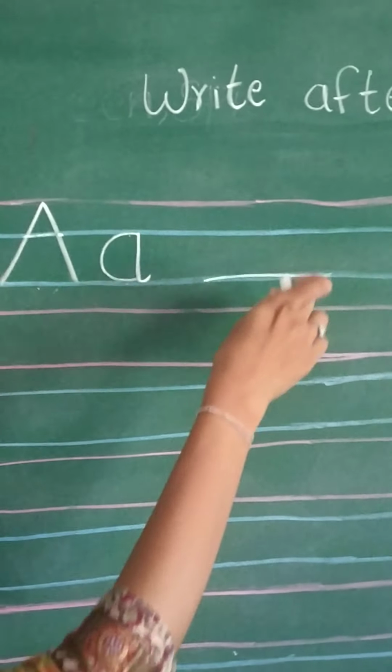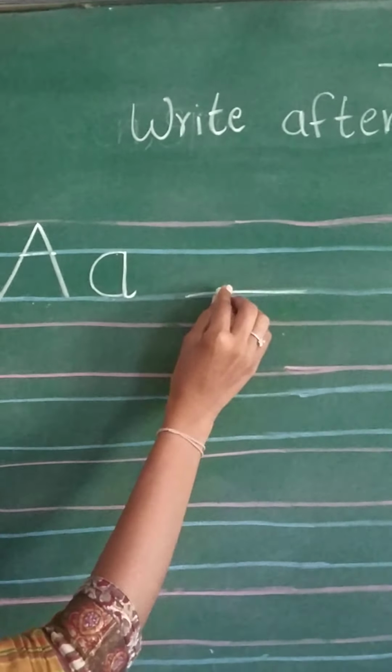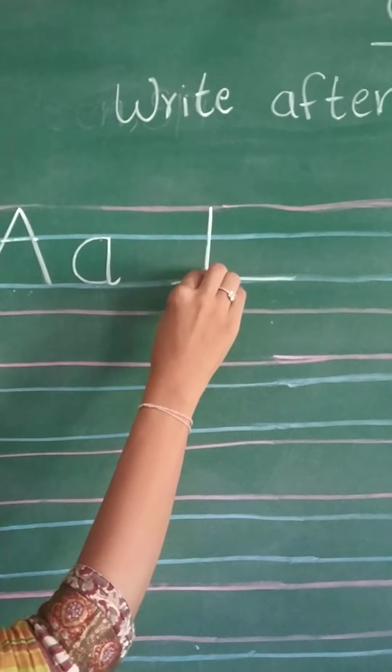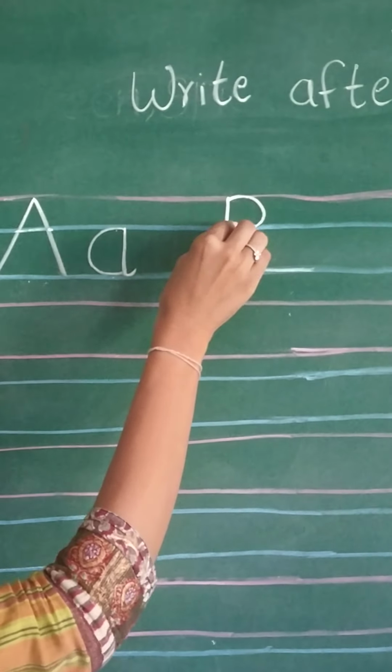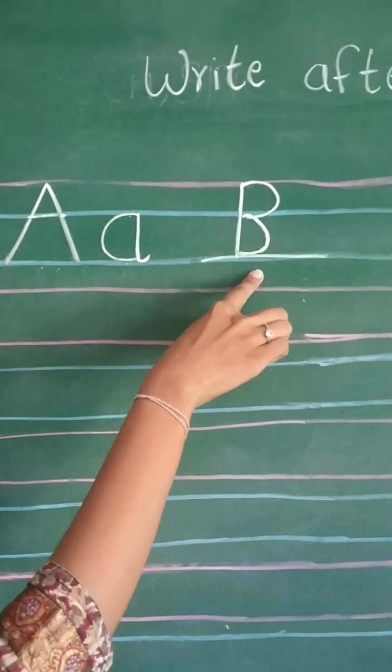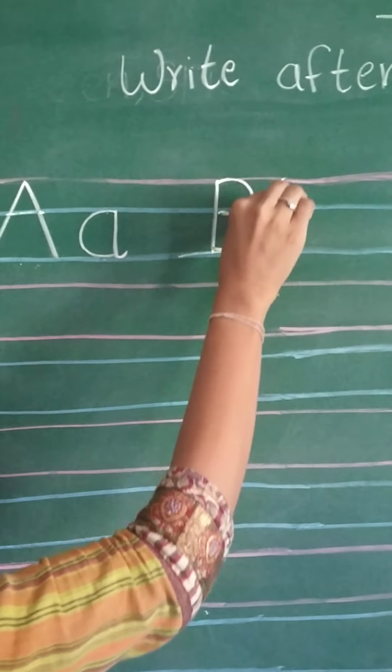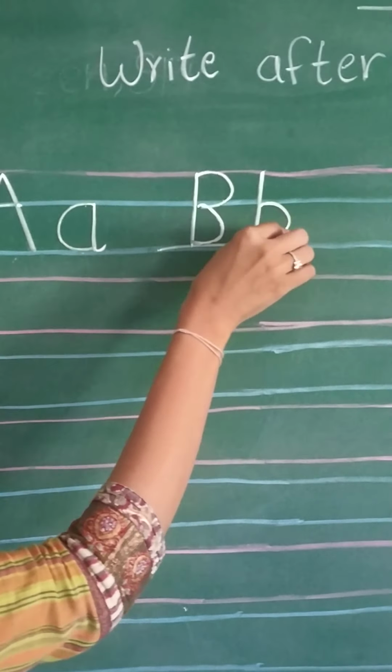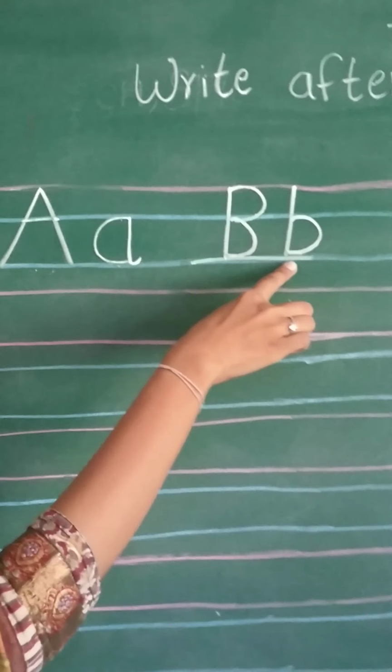A after B. Right here B. Red line to blue line. Standing line. Half circle. Again half circle. Which letter is this? Capital B. Now small b. Standing line. Curve. This is small b.